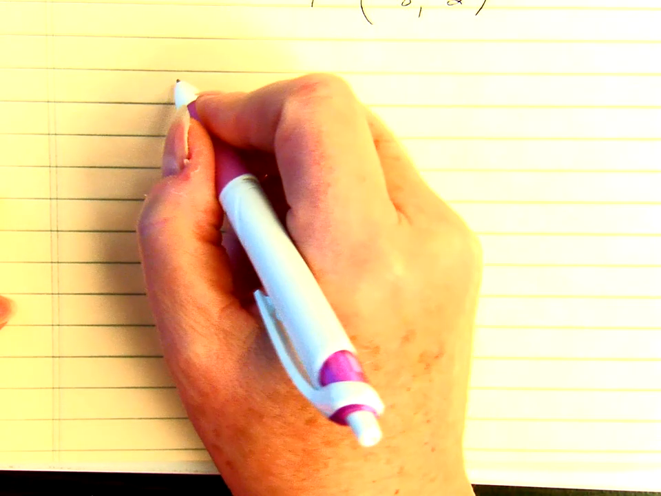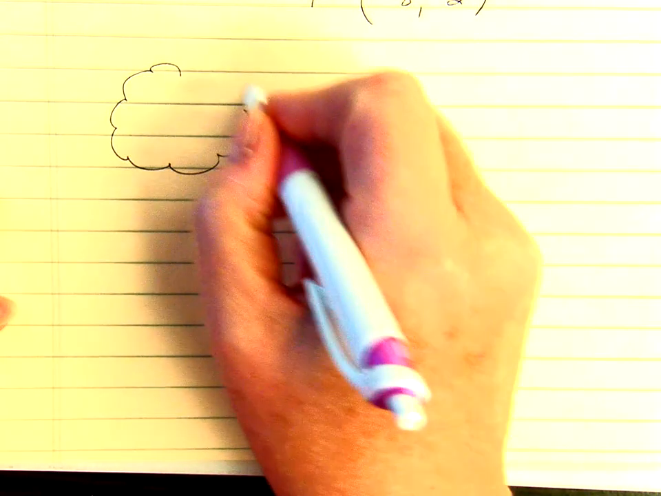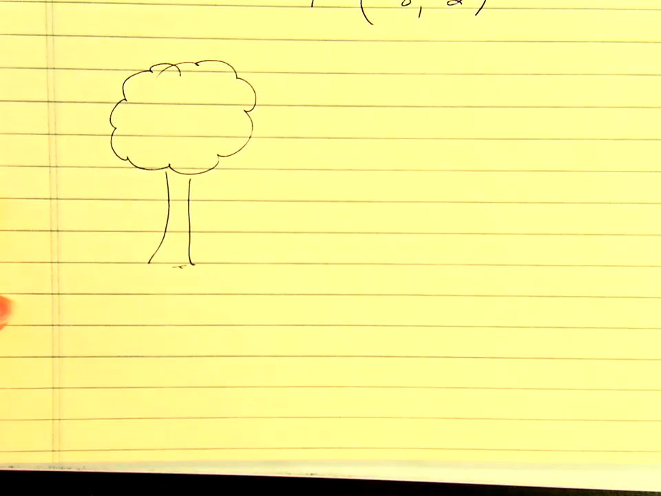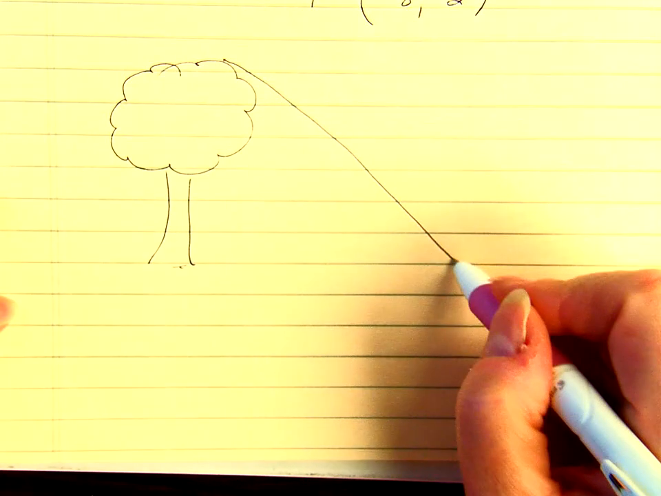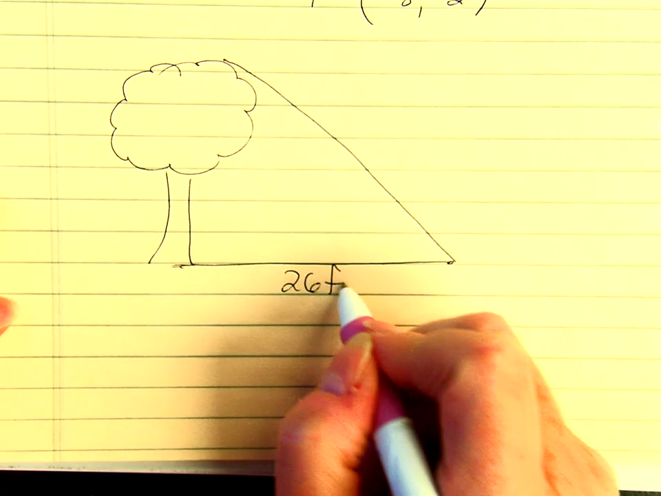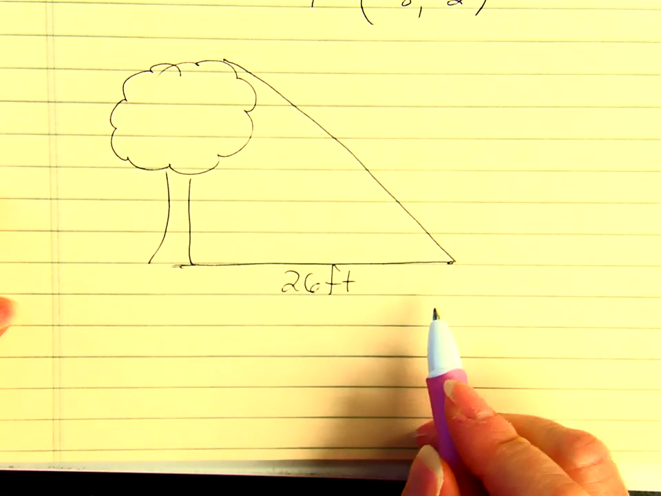Indirect measure is one of those that I just really love. So let's say we've got a tree casting a 26-foot shadow. I like to draw these. I'm just kind of into the fact that you can draw your tree. You can maybe see it a little bit better. And from the base of my tree, this is 26 feet. It's casting that long of a shadow.